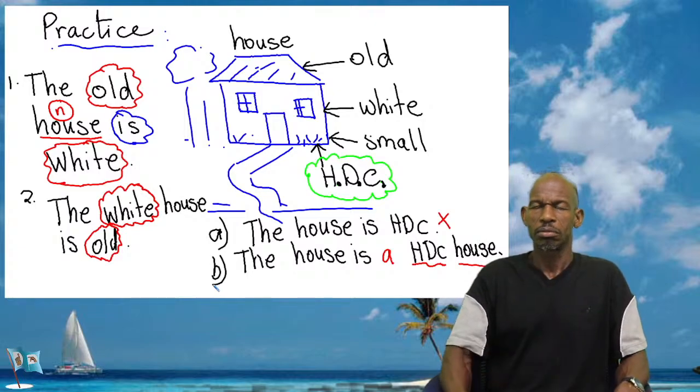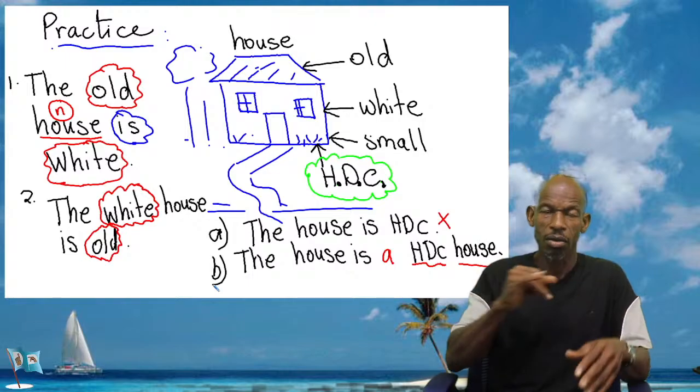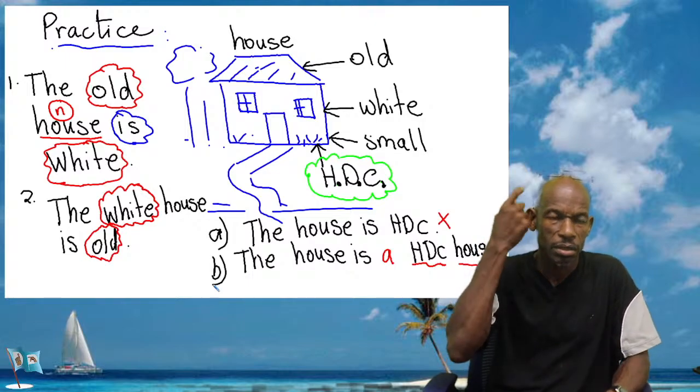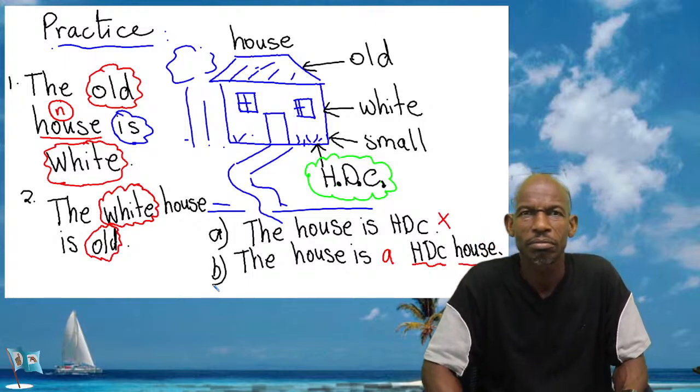So you cannot say the house is HDC in that sentence. Yes, Sabriki. Go ahead, Sabriki. You have a question? I see a hand going up.